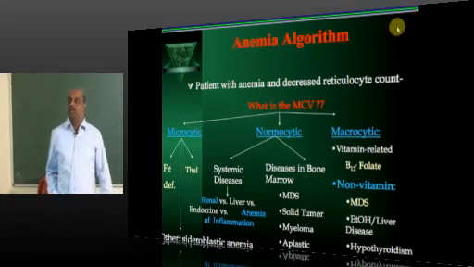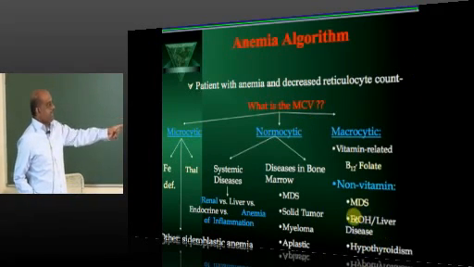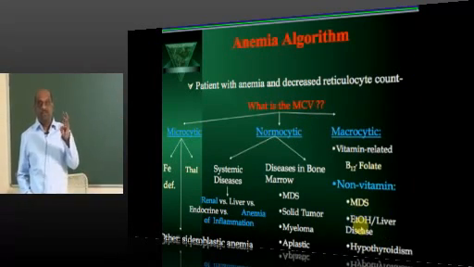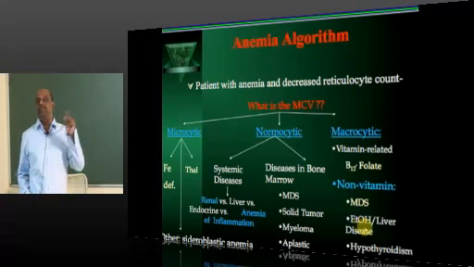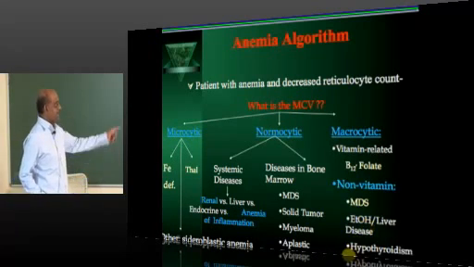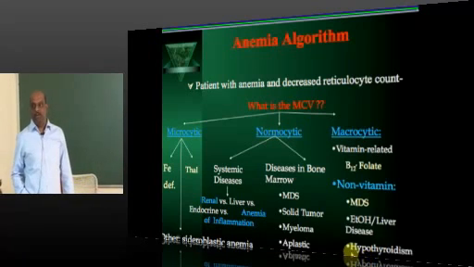Now ethanol and liver disease are the other important causes for non-megaloblastic but macrocytic anemia. Already we discussed that. Even hypothyroidism, don't forget to evaluate in a patient who has a macrocytic picture.